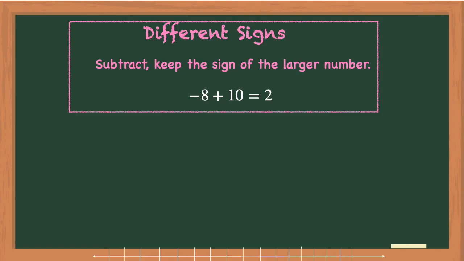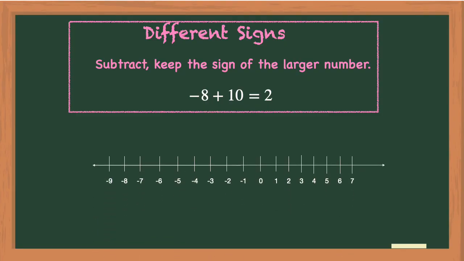Now let's use the number line again to check our answer. First, we'll place our marker at negative 8. Since the next term is positive 10, we'll need to move 10 spaces to the right of negative 8, which, as you can see, gives us positive 2.